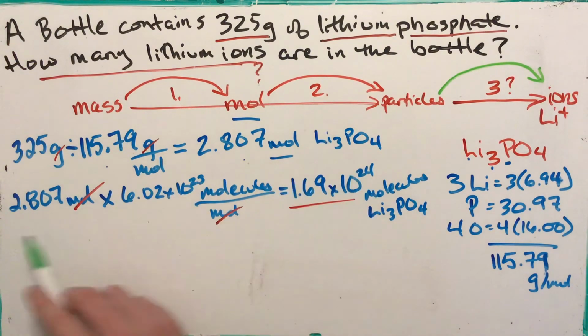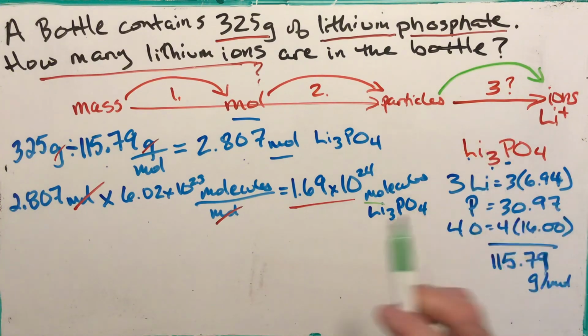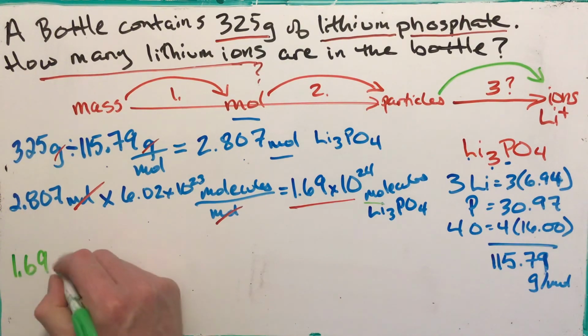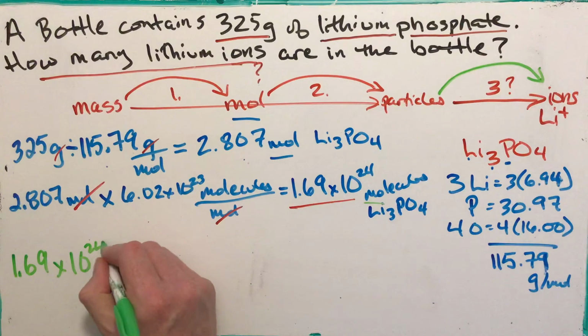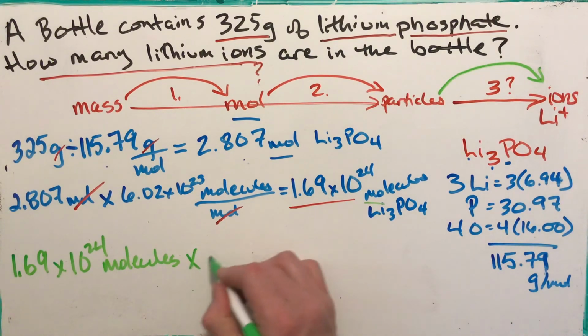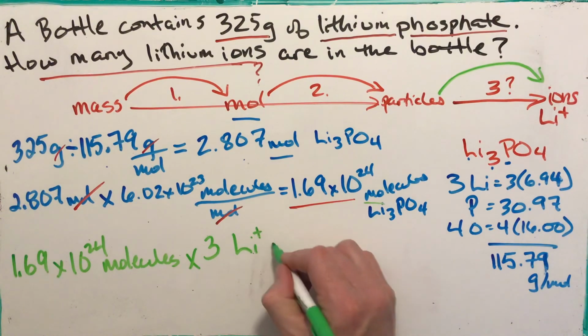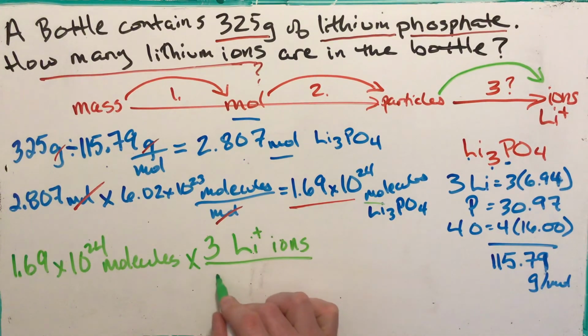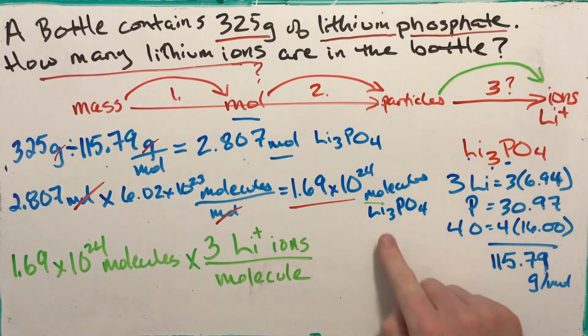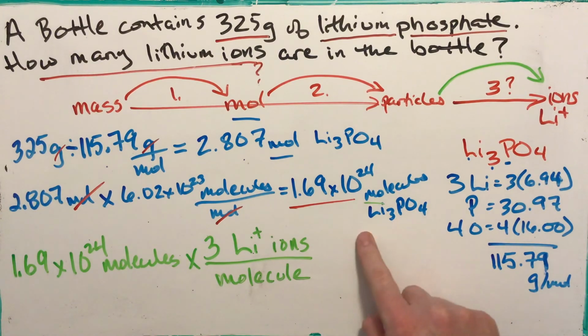1 and 2 we've done before, they're fine. This third step is new, so pay attention to it. I'm taking this, bringing it down. So I've got 1.69 times 10 to the 24 molecules, and that's of the lithium phosphate. And I'm going to multiply that by 3 lithium ions per molecule. There's 3 lithiums per molecule. Every one of these molecules has 3 lithiums. So I multiply it, just like I did the wheels with the tricycle.